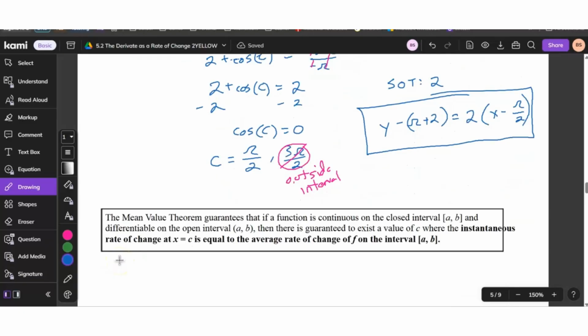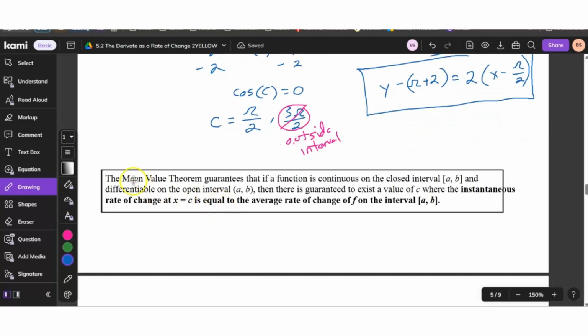So just to reiterate, our mean value theorem guarantees that if a function is continuous on the closed interval AB, and it's differentiable on AB open, then there's guaranteed to exist a value of c where the instantaneous rate of change is equal to the average rate of change. So our secant line slope is equal to the tangent line slope, in other words. That will always be the case.